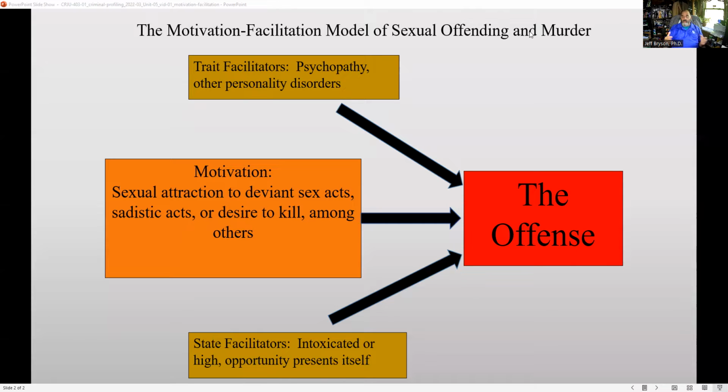So it's important to understand that if you are doing an investigation of a murder or a serial sexual offending, and you don't know who the perpetrator is, then you can look for some of these things. You'll know a little bit about them.